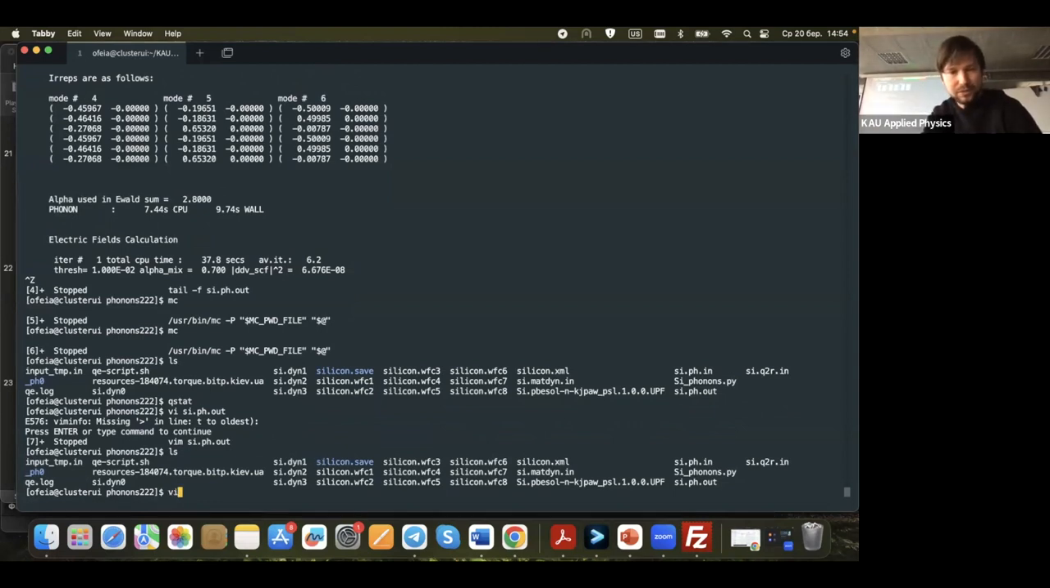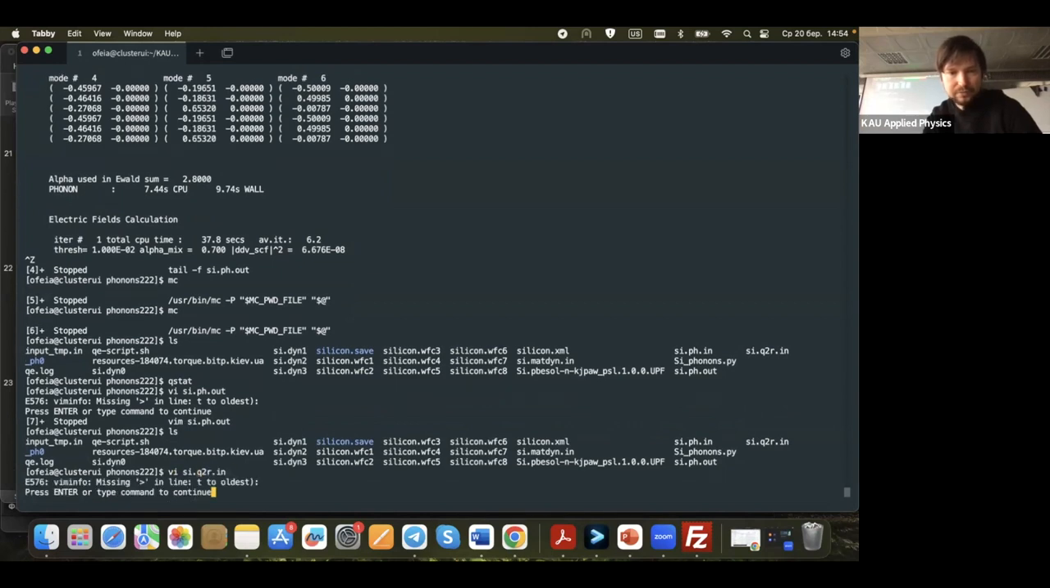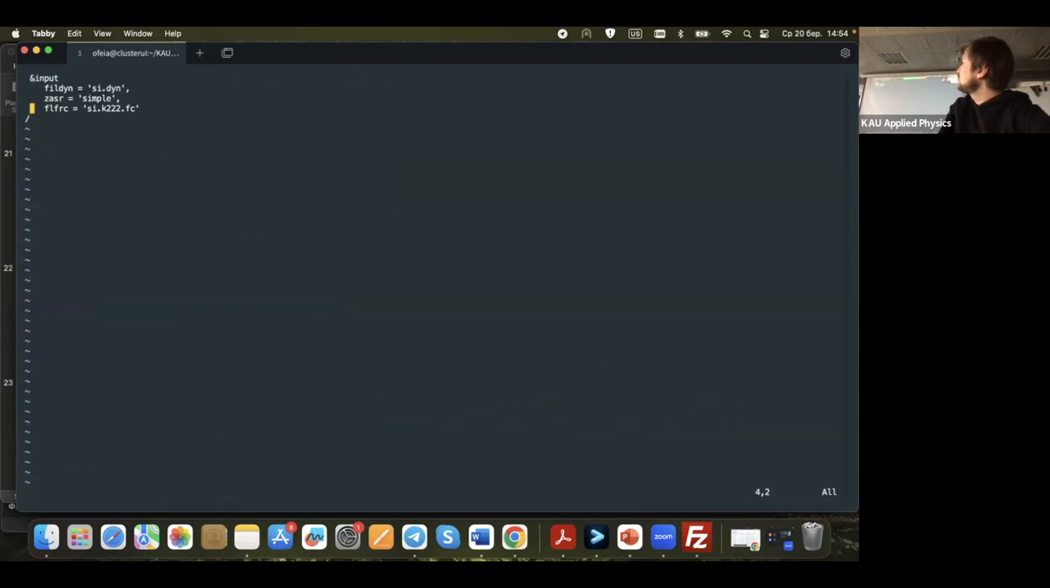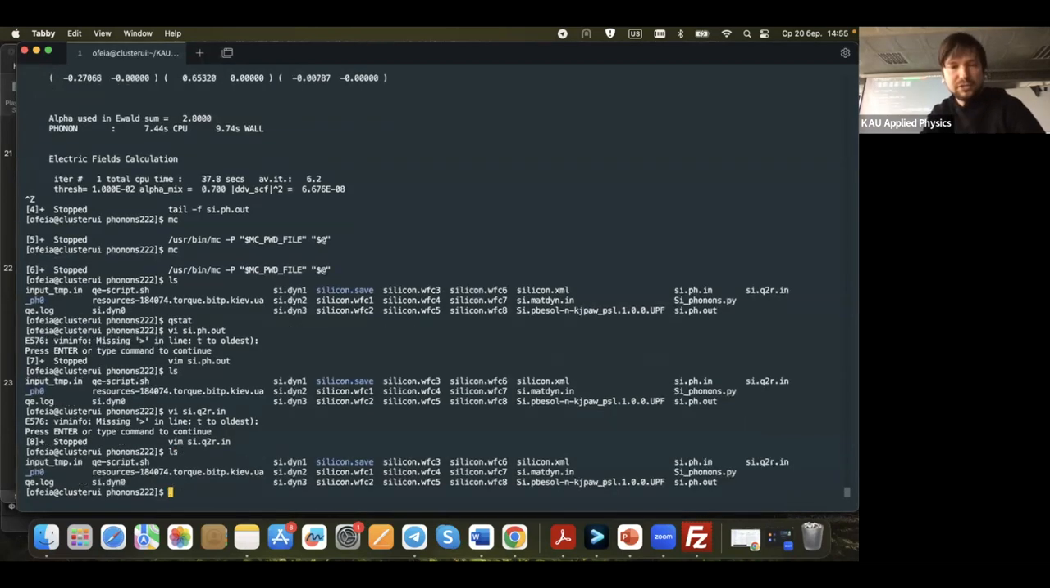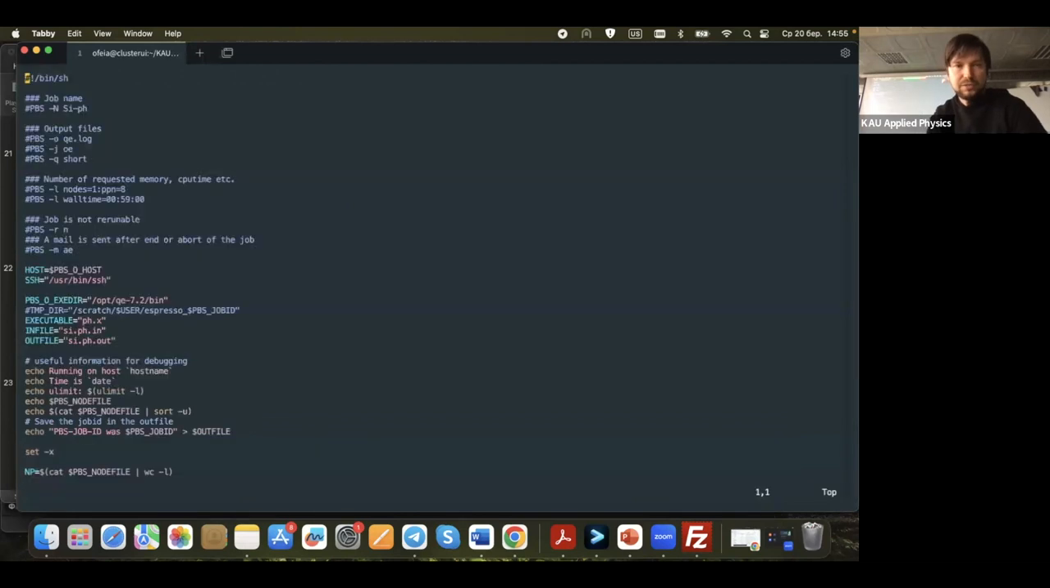We have this file, silicon q2r. This is our file, yeah? It's very simple. We just apply the acoustic sum rule to destroy those numerical artifacts, and we create, as input, some file with real space forces. We take it from reciprocal space, and we will have real space forces. Let's do it. Let's change our script. We should make very cosmetic script changes. Here, the executable, we will have another model, q2r. And all this ph we should change to q2r.